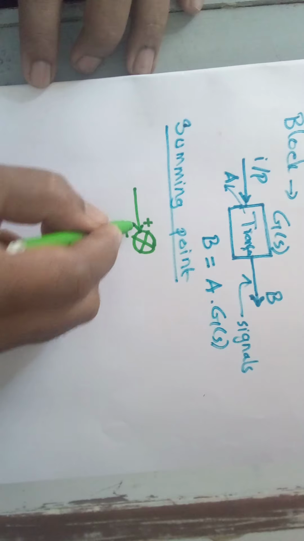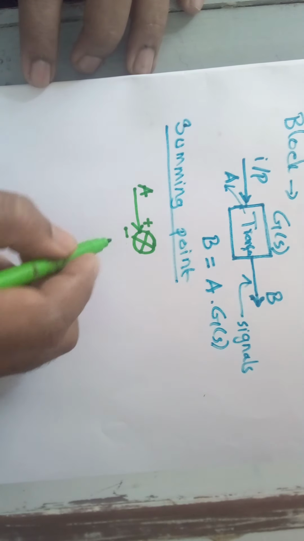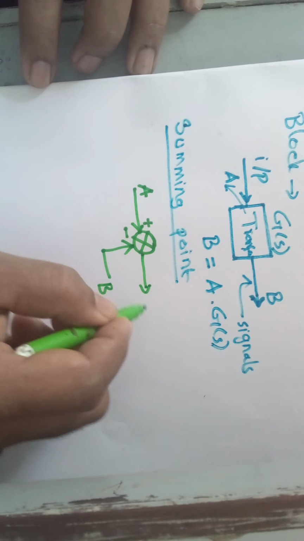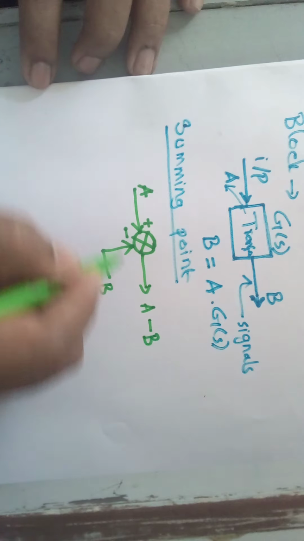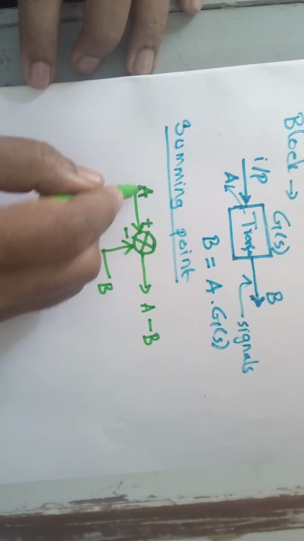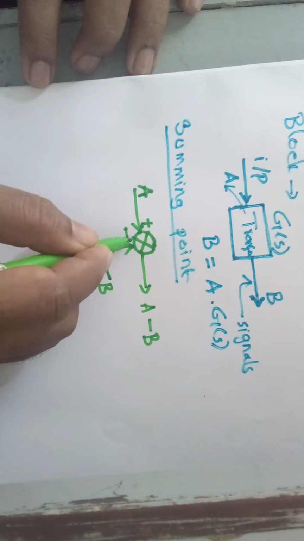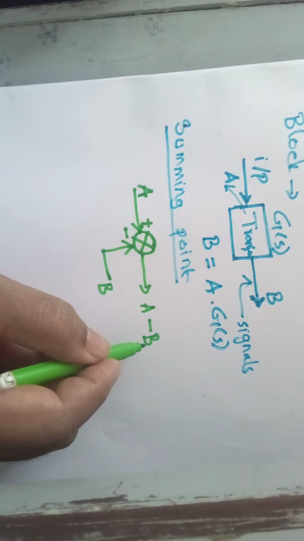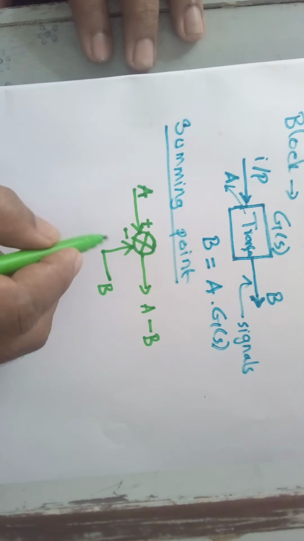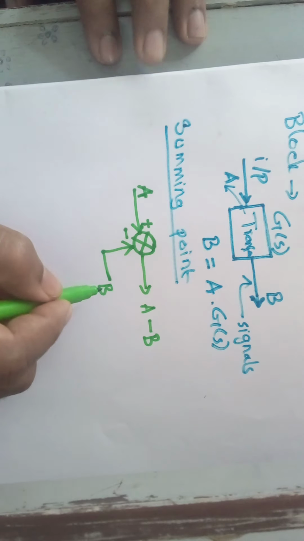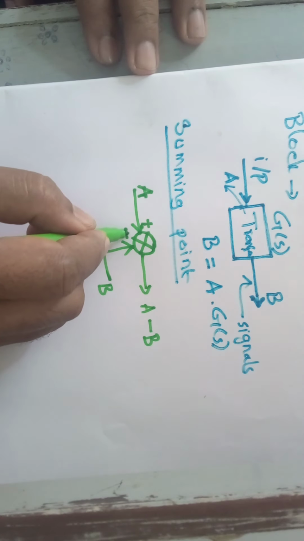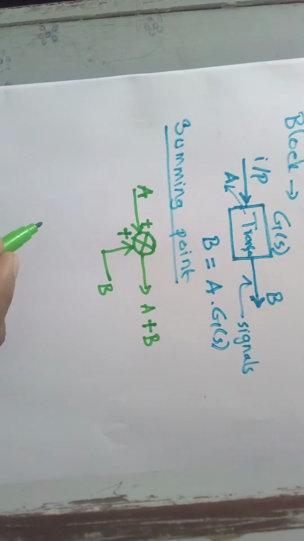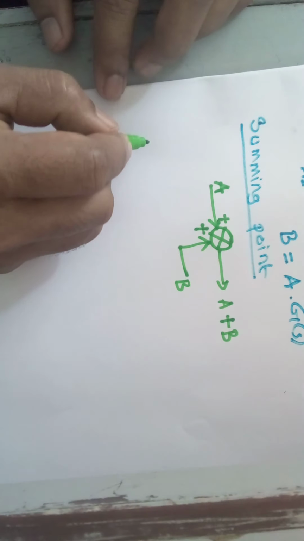Suppose the input to this summing point is A and another input to this summing point is B. Then the output is nothing but A minus B, because you are adding the signal A and subtracting the signal B, and therefore the resultant signal is A minus B. In the summing point you can have more than two inputs, right? Suppose if this sign is plus, then the output will be equal to A plus B. That's the meaning, right?